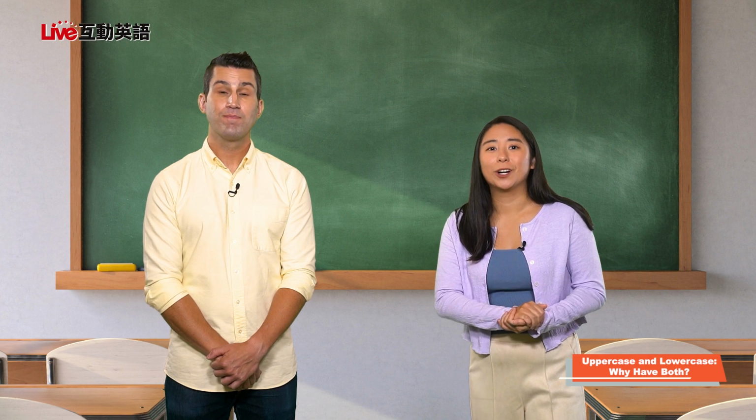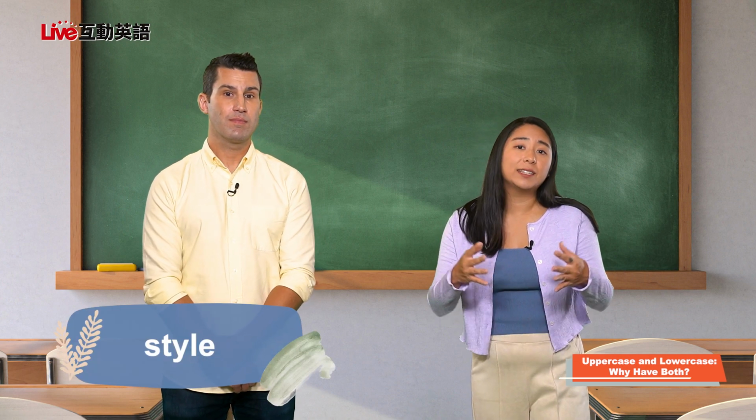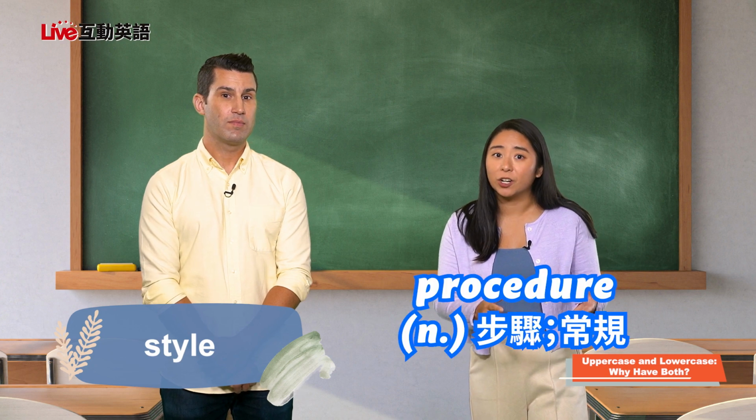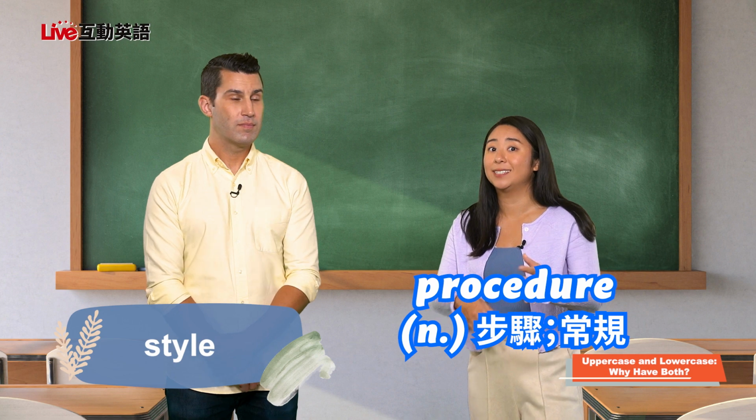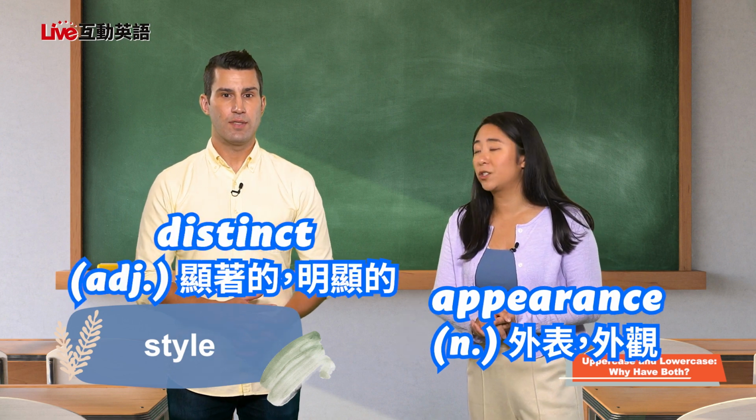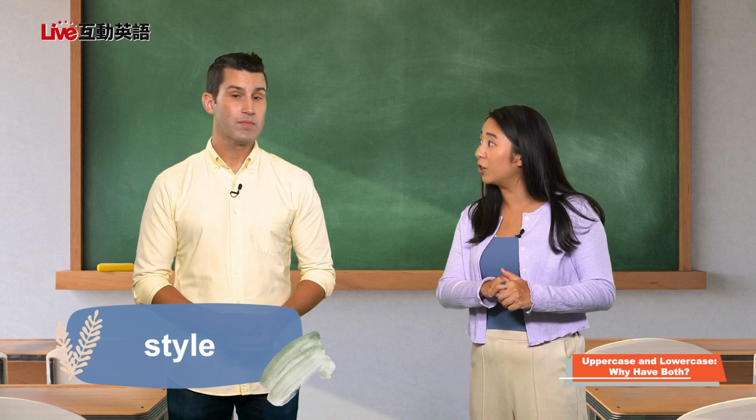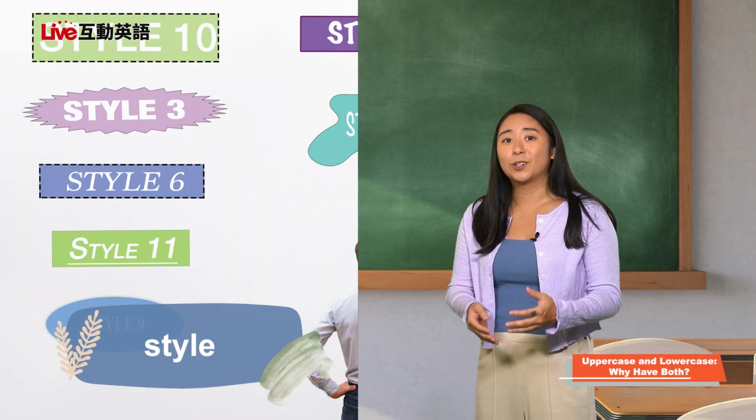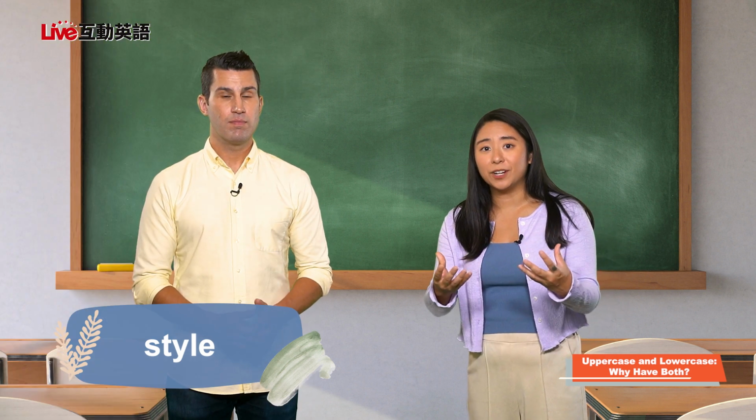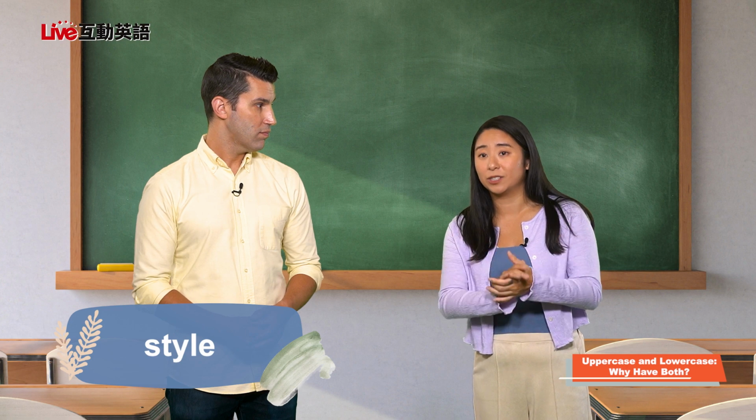So we have the word style, and it is a noun. It's a particular procedure or a way something is done, and sometimes it has a distinct appearance. So we know that when we write or type on the computer, there are different styles of fonts. So the words look different, even though it's the same word, their appearance might look different.